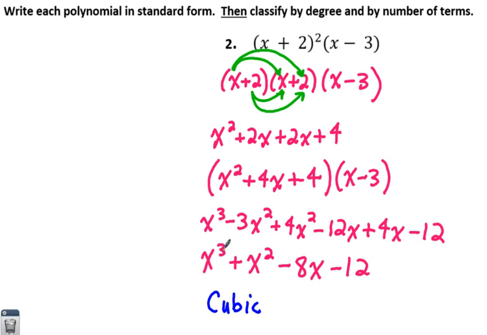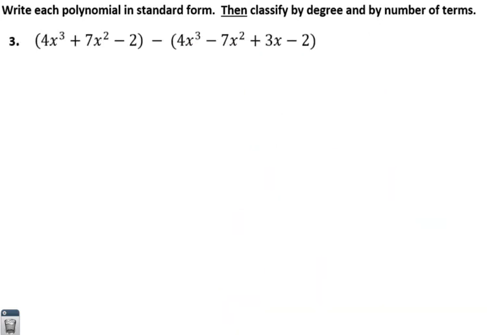By number of terms, 1, 2, 3, 4. Well, 1 term is a monomial, 2 terms is a binomial, 3 terms is a trinomial. 4 terms, there's no cute name, so generically I guess you kind of have to say that it's just a polynomial of 4 terms. There's no actual cute name. Number 3. Okay.